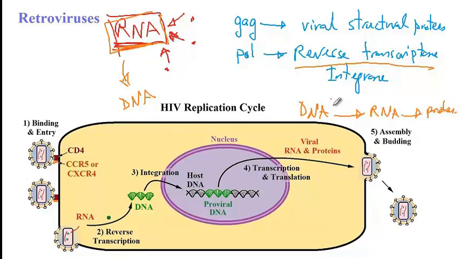So this is called transcription. In HIV virus, however, RNA is being converted to DNA. Right, so let me pick a different color. RNA is being converted to DNA. That's why we call it reverse transcription. And this is being done with the help of the reverse transcriptase enzyme.